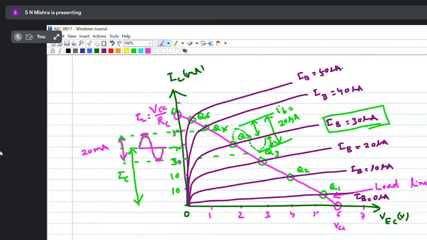These are very simple standard concepts. If you are not able to tell this one, then how can I help you? So input what I am giving is 20 microampere, output what I am getting is 20 milliampere. Okay, it's a small IC. So is this amplified or not?